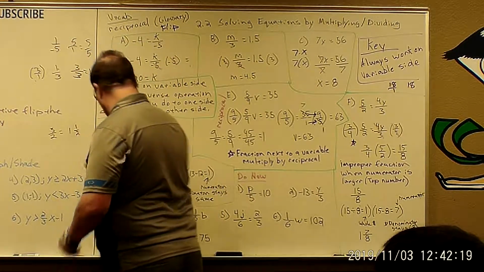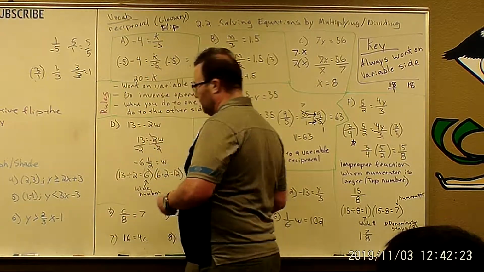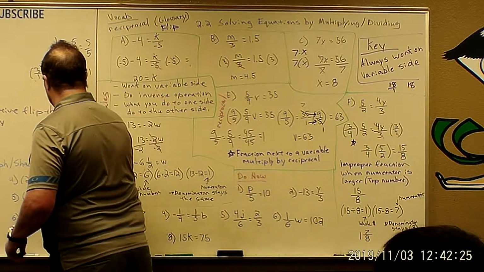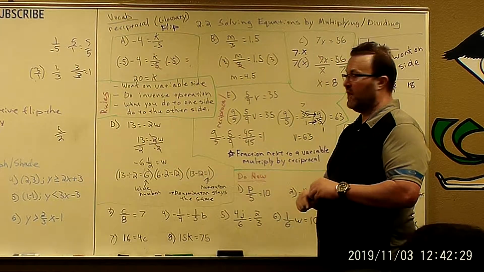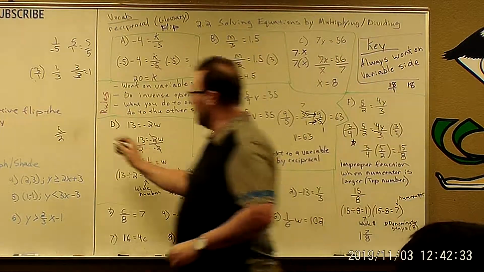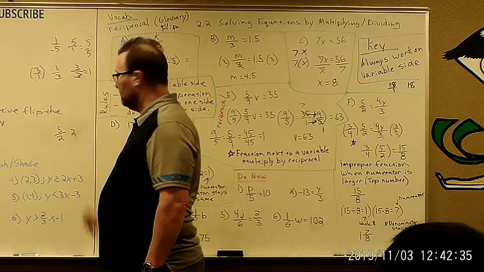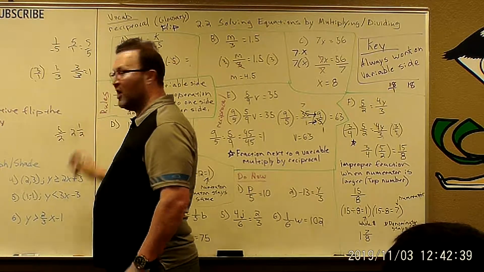Good. Okay, I want you to do one more for me. You do get this. Okay, go. Okay, and what's left over? What's the numerator? Okay, what's the denominator? You do get this. Good job.